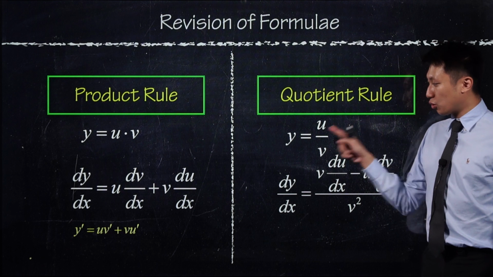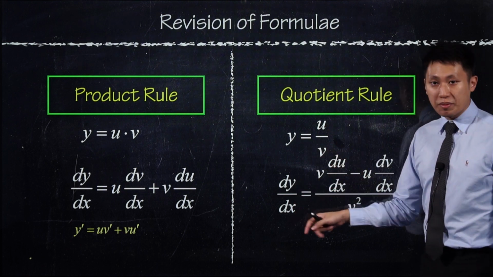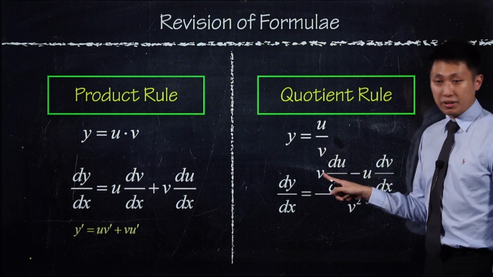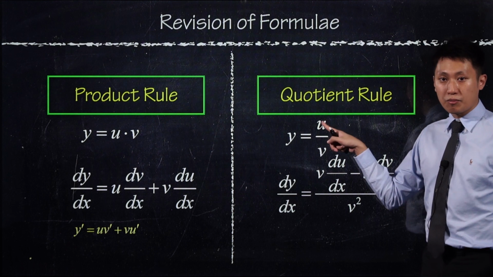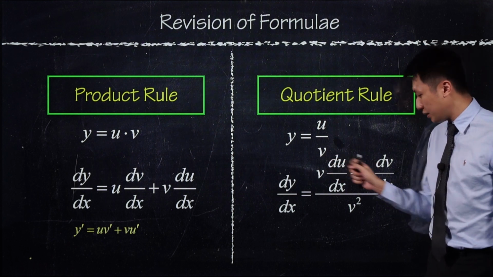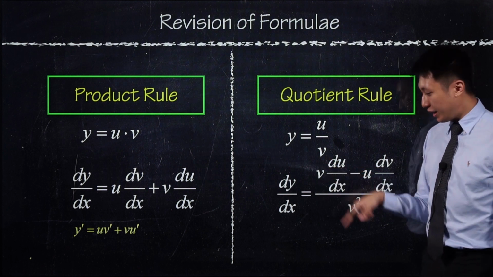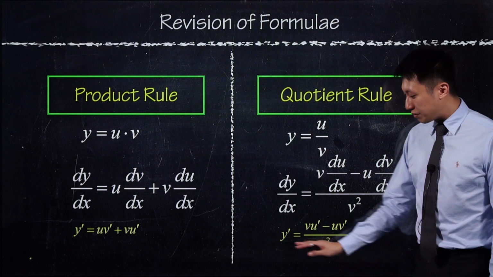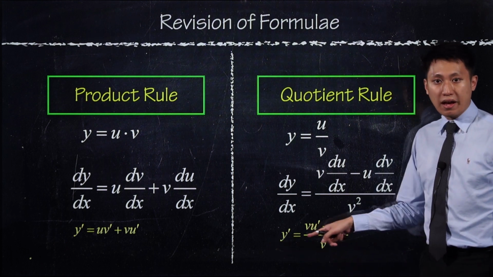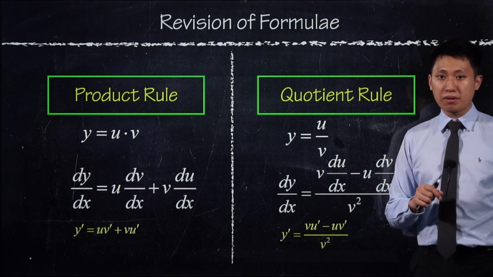For the quotient rule, you have something divided by something. Then dy/dx equals the bottom one multiplied by the differentiation of the top one, then minus the top one multiplied by the differentiation of the bottom one, then divided by v squared, the bottom squared. The short form is y prime equals (vu prime minus uv prime) divided by v squared. Remember the bottom is v squared, not v prime squared.